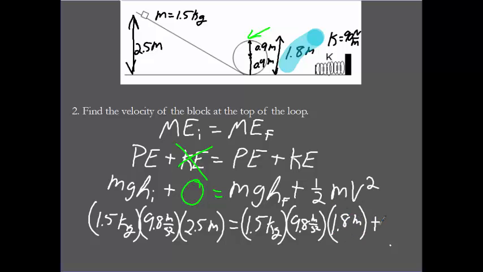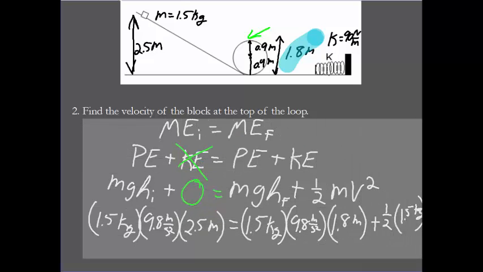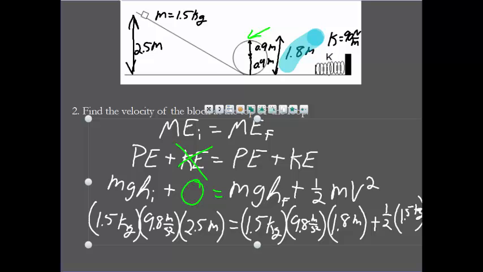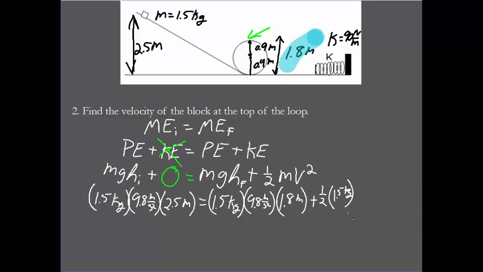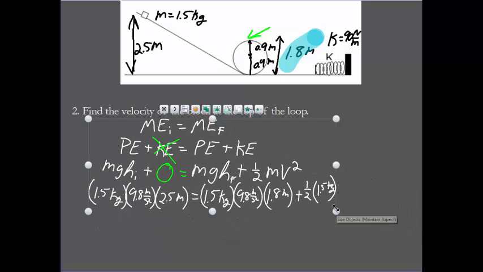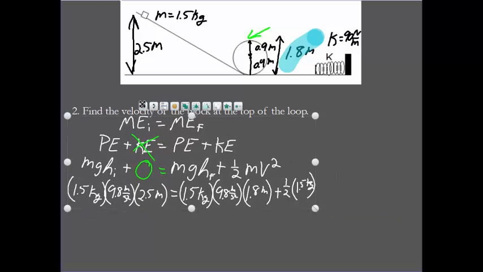Plus 1/2 times 1.5 kilograms. We can grab everything because I'm out of space and shrink it up a little bit, make a little space and continue properly. So 1/2 times 1.5 kilograms times v squared.